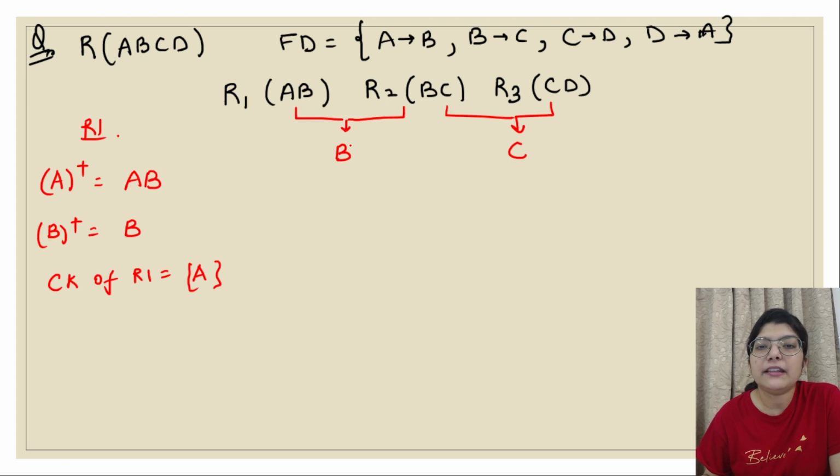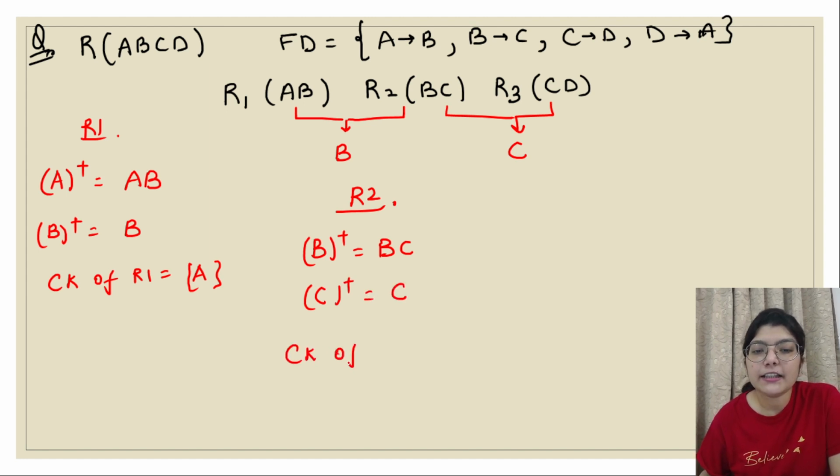Okay, then I have to get B as the candidate key of R2. So I will write R2 and try to find the candidate key of R2. B closure will give you B and C closure will only give you C. So what is the candidate key? The candidate key of R2 will be B. So now I'm getting B as the candidate key of R2.